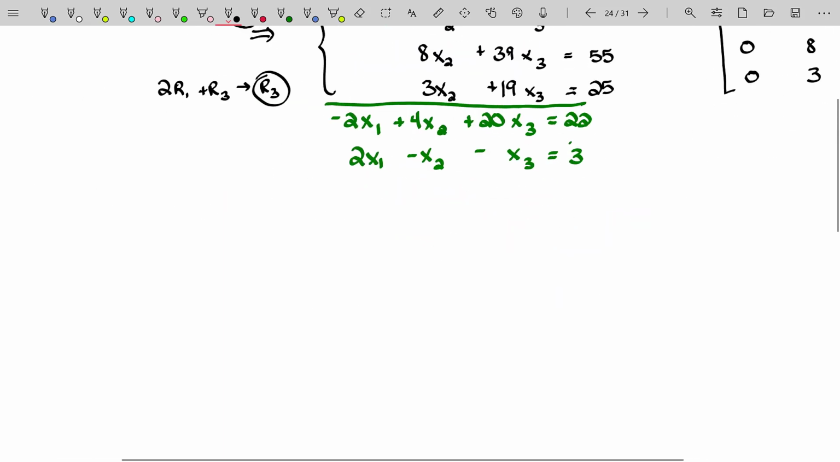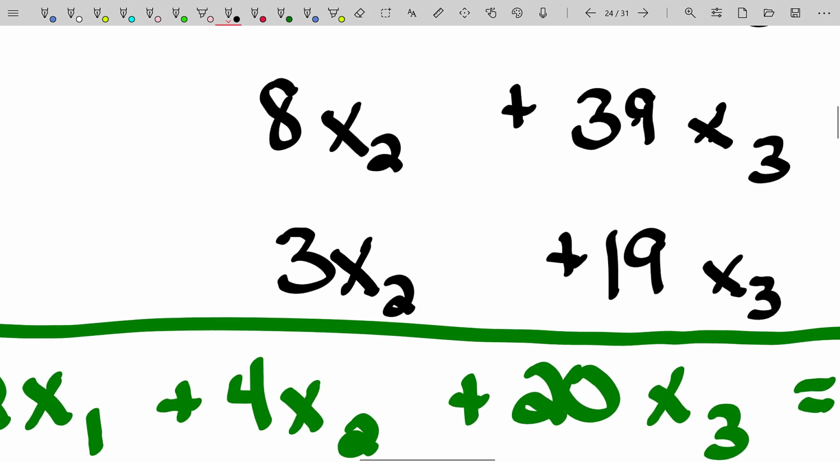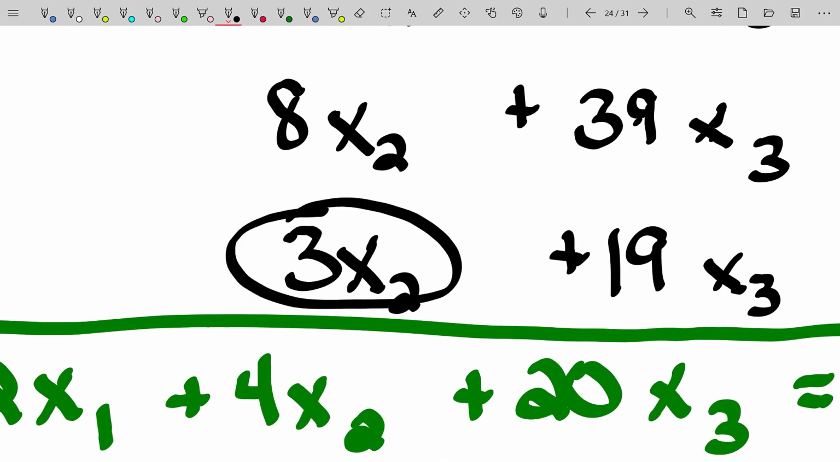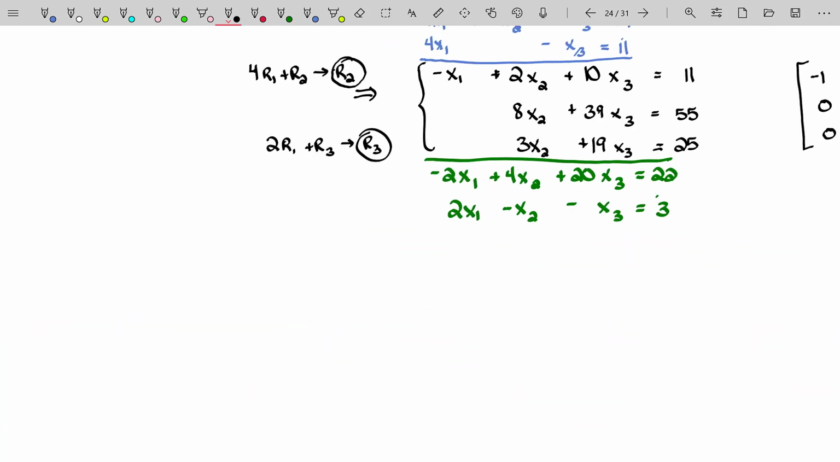Now I'm going by baby steps here. So I know that I want to somehow kill off that 3x sub 2 in that last row. The way I'm going to do this is use the second row operation, the scaling operation. I'm going to take 8 times row 3 and make that my new row 3. The reason I'm going to do that is because I'd like those two rows to have something in common, and them both being divisible by 8 is very helpful. So let me go ahead and rewrite that right now.